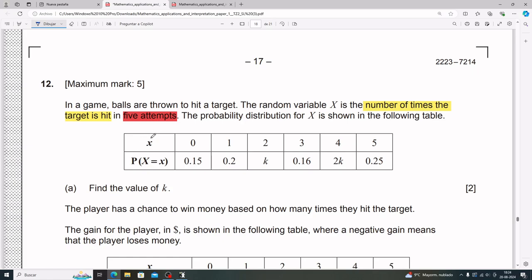Up top you have x, right? And so x, they told us, is the number of times the target is hit. So, number of hits. While down here, when they put the big P, parentheses, big X equals little x and all that stuff, all it's really telling you is the probability of that. And when I say that, I mean this.